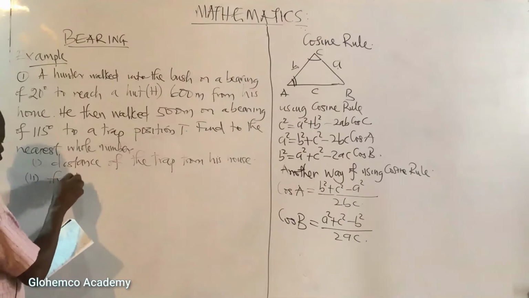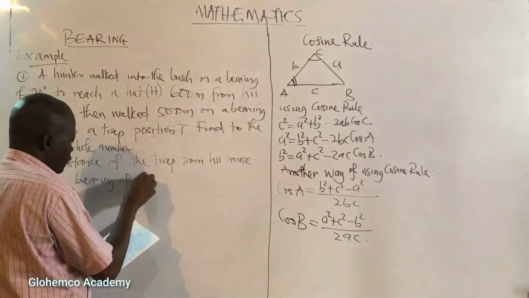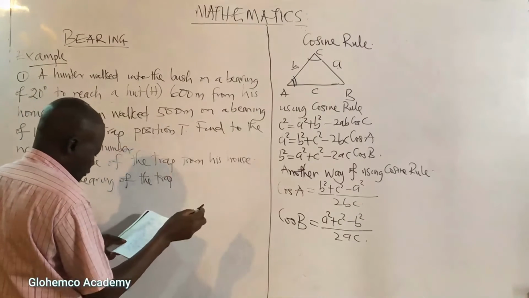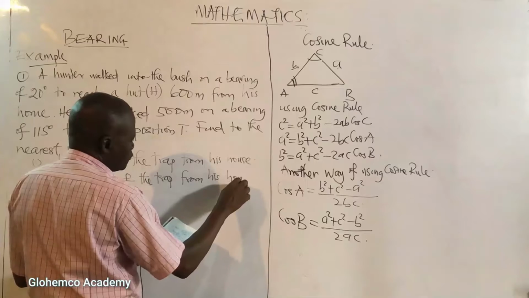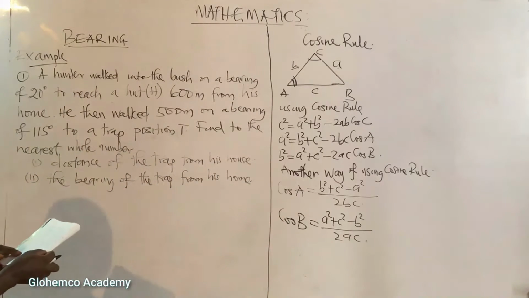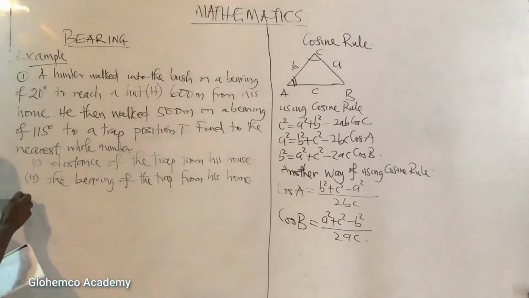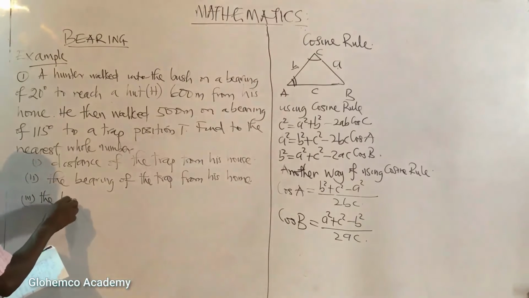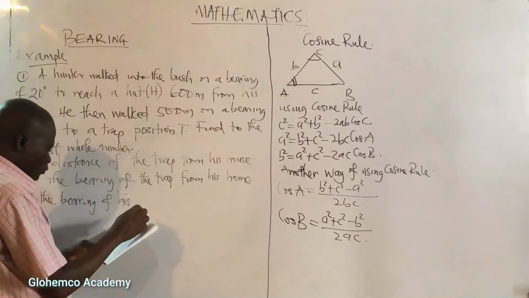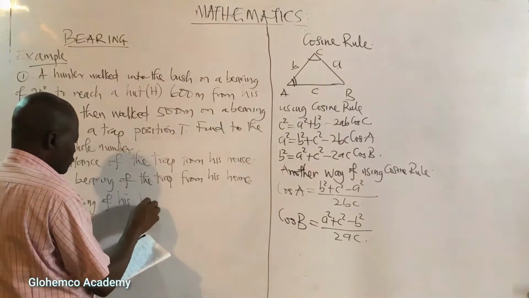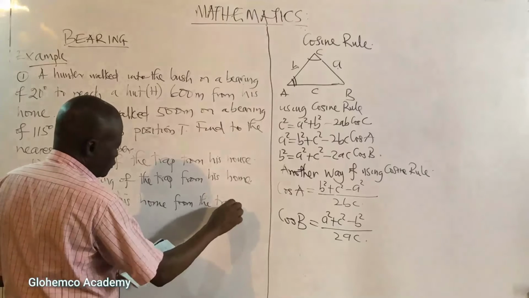Then the bearing of the trap from his home. So we need the distance of the trap from his home, the bearing of the trap from his home, and the bearing of his home from the trap. Okay?